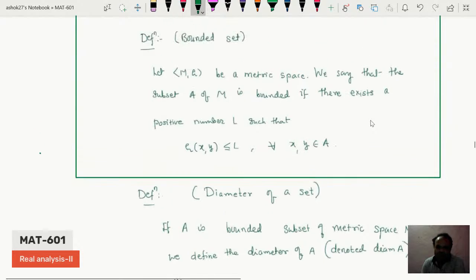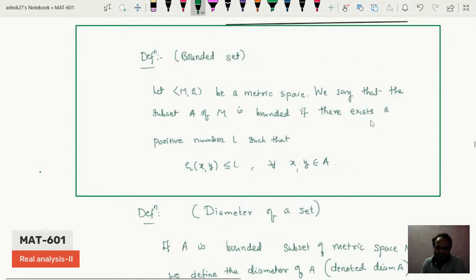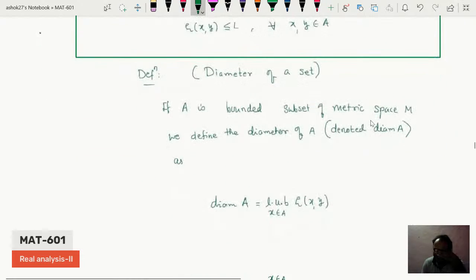It means the distance between any two points of A should be less than some fixed positive real number. So what is capital L? Capital L is a fixed positive real number. So the distance between any two points of set A should be either L or less than L. It means it should be finite. So if the distance between any two points of set A is finite, then naturally set A will be a bounded set. If you take any two points from set A, that distance is always less than some fixed positive real number.